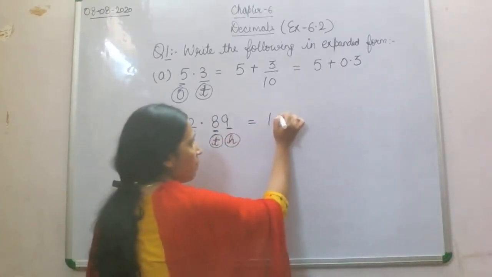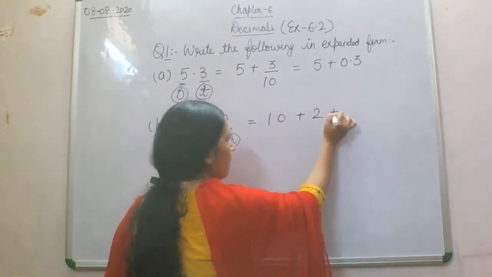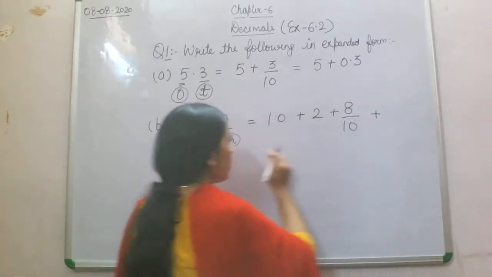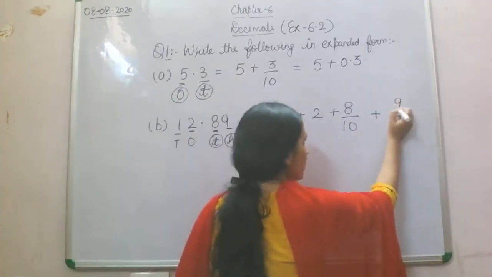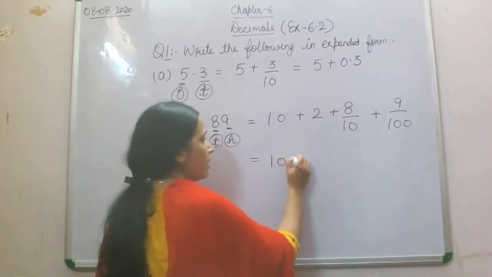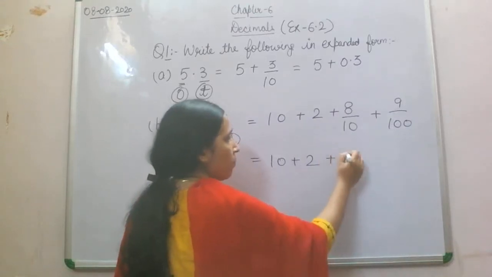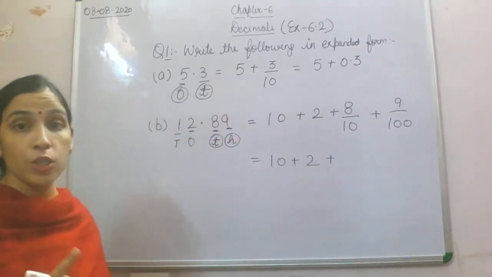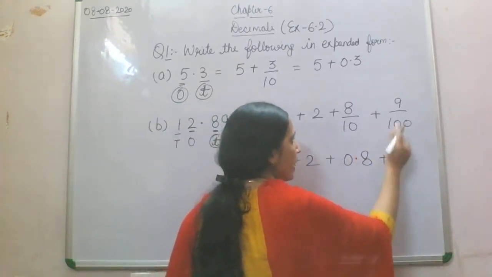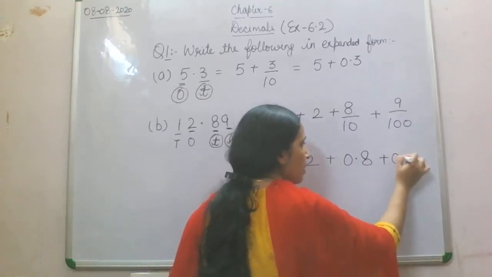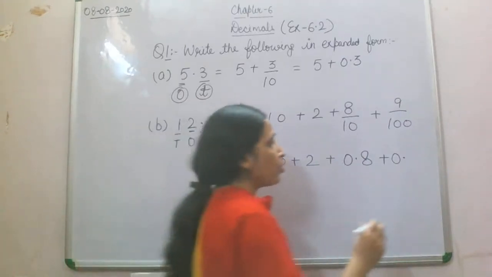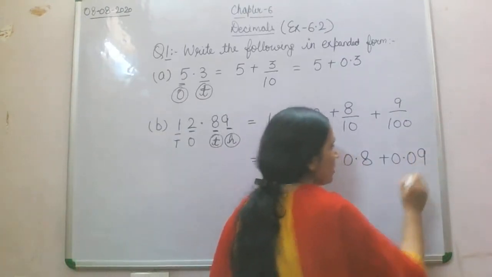Now what it will become is 10 plus 2 plus, now 8 will be divided by 10, because it is in the tenths place, and 9 will be divided by 100 because it is in the hundredths place. Now what we will do next, 10 plus 2, we will write this in decimal form. Now 8 divided by 10 means you require only 1 decimal place, so you will write 0.8. But 9 divided by 100 means you require 2 decimal places. But here we have only 1 digit, that is 9. So we will write one 0 over there, 0.09.